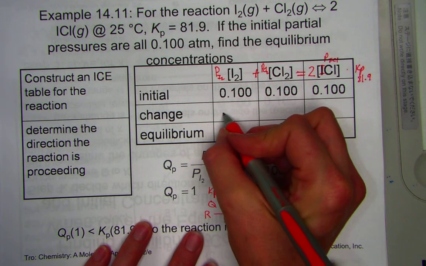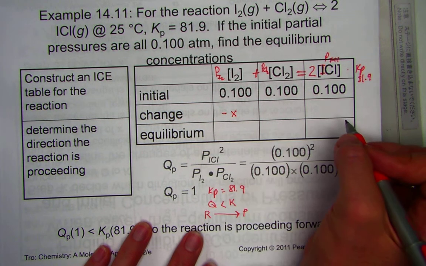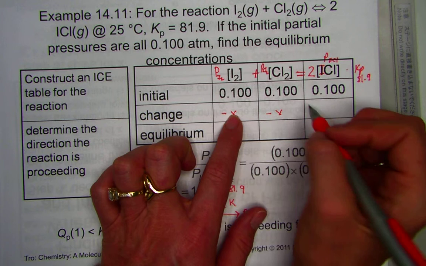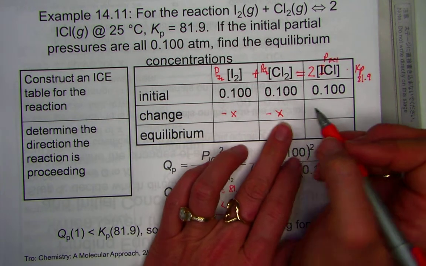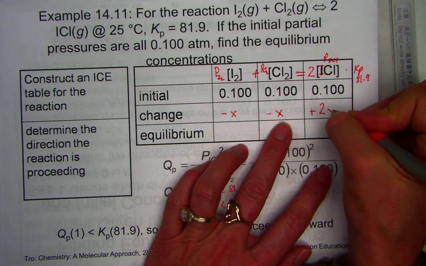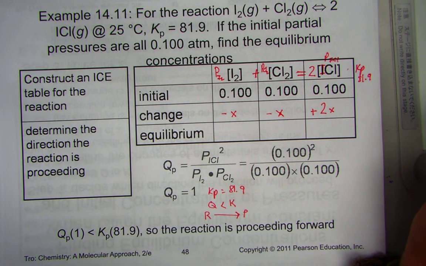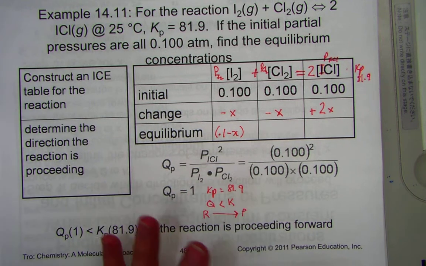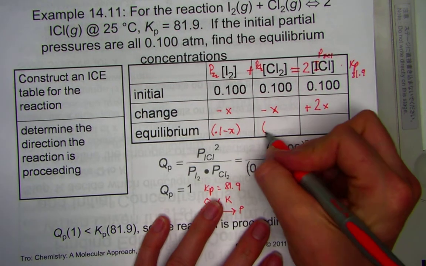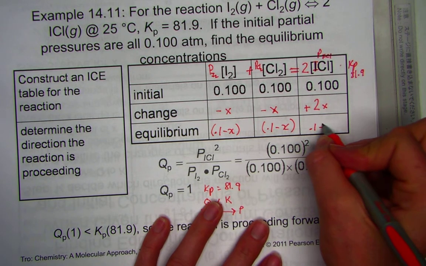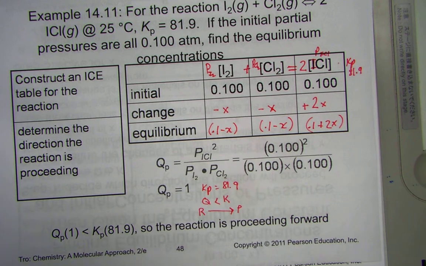So here's what we'll say. Let's say to the value of x, the iodine is going down. To the same value, because it's a 1-to-1 ratio, the chlorine is getting consumed to the value of x. Products get made, look at the coefficient: twice the number are going to get produced, 2x. So at equilibrium, 0.1 minus x is the partial pressure of iodine, 0.1 minus x for the chlorine, and 0.1 plus 2x represents at equilibrium the value of iodine chloride.